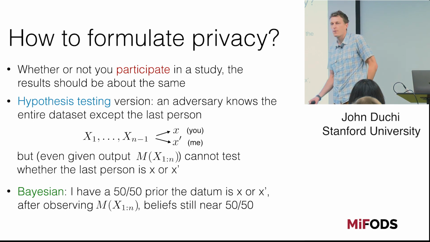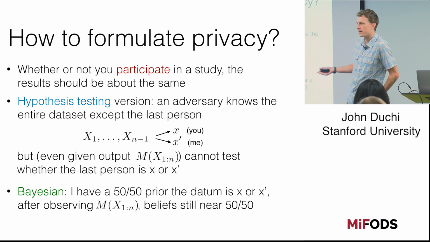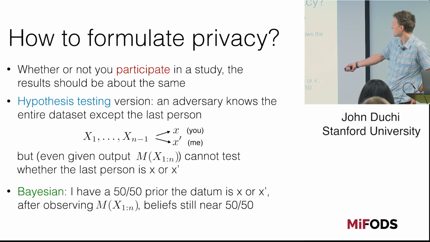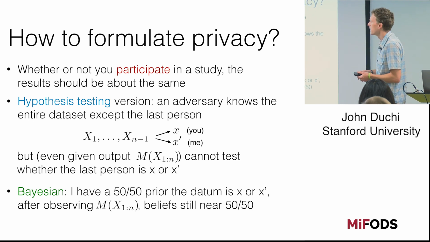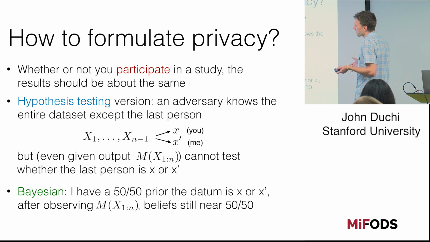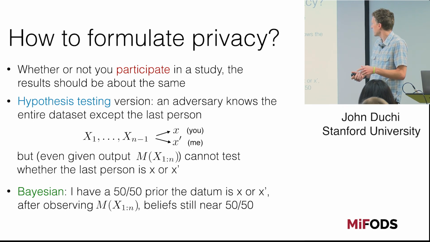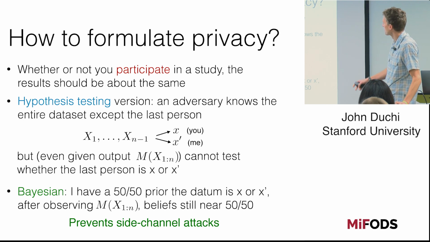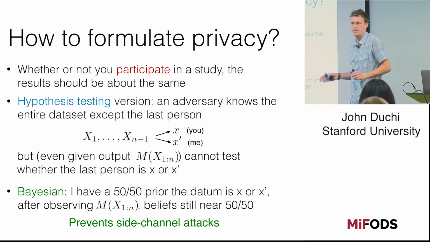So another version is, maybe I'm a Bayesian, and somebody has a 50-50 prior that the data set itself is X or it's X prime. The last person in the data set is me or Sasha, 50-50 prior. Then I want to guarantee that even after my adversary observes the output of my scheme or my learning system or whatever, his beliefs are still pretty close to 50-50. So the nice thing about this Bayesian perspective is that by encoding some prior knowledge into my adversary, if I have a privacy definition that satisfies this, then this prevents side channel attacks.